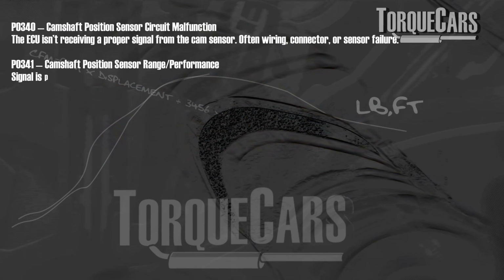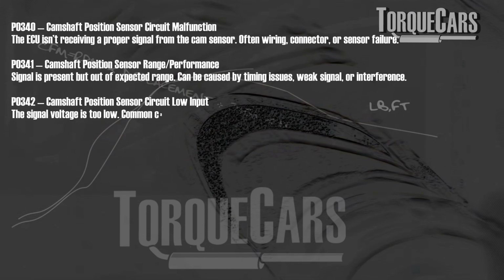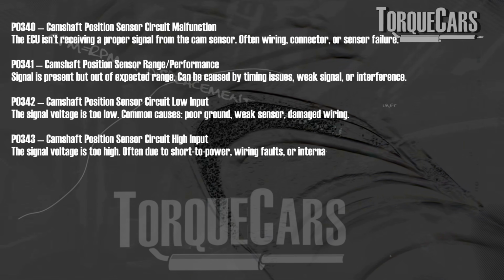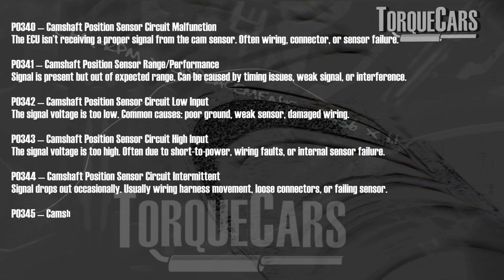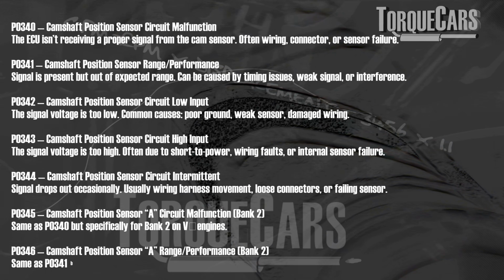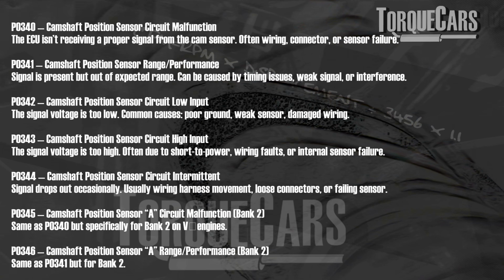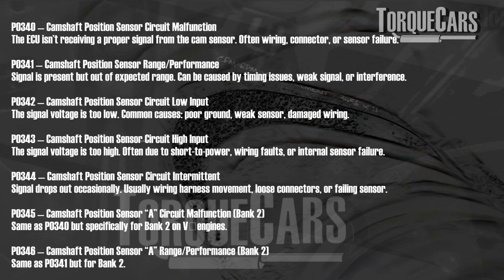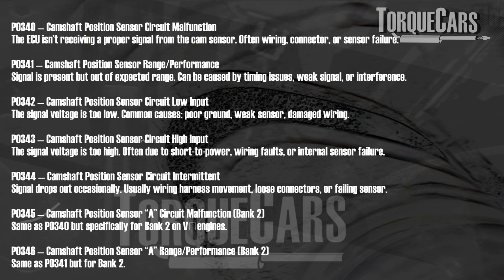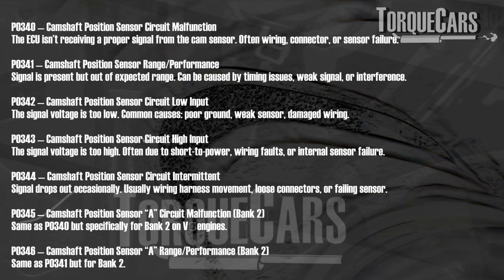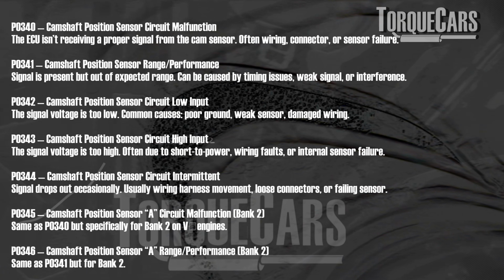The P0340, P0341, 42, 43, 45 and 46 all cover issues related to the position sensor. And don't forget that V engines have 2 sets of these camshafts, so the codes are tailor-made to give you a little bit more information as to which camshaft is causing the problem, or which camshaft position sensor is causing the problem.